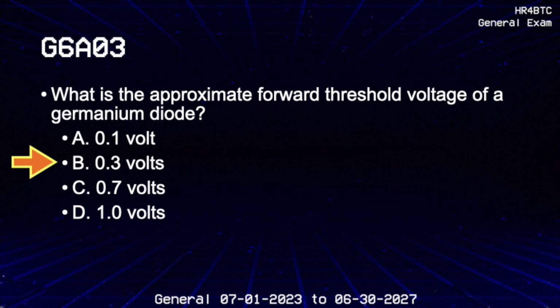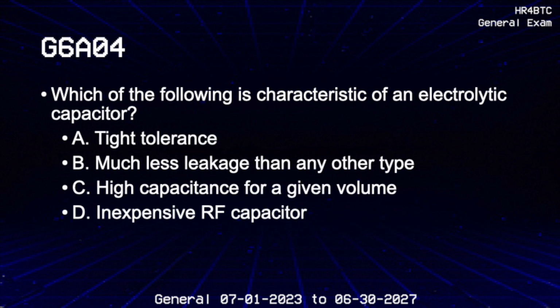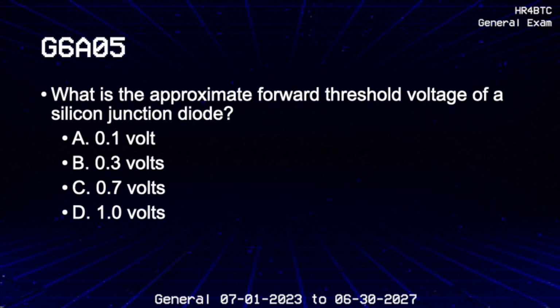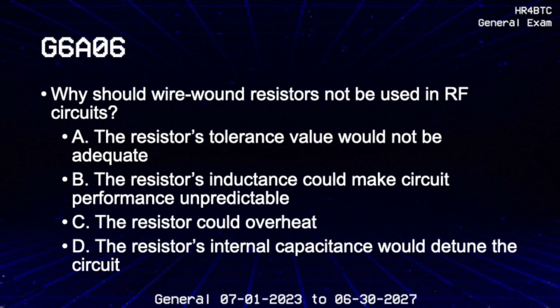0.3 volts. Which of the following is characteristic of an electrolytic capacitor? High capacitance for a given volume. What is the approximate forward threshold voltage of a silicon junction diode? 0.7 volts. Why should wire wound resistors not be used in RF circuits? The resistor's inductance could make circuit performance unpredictable.